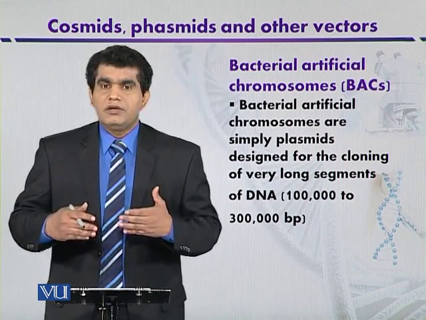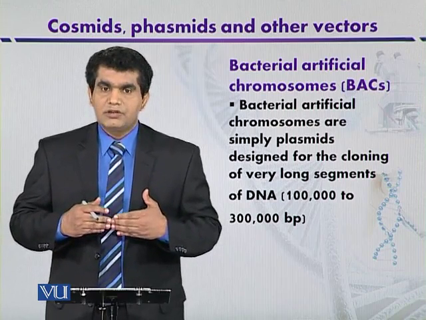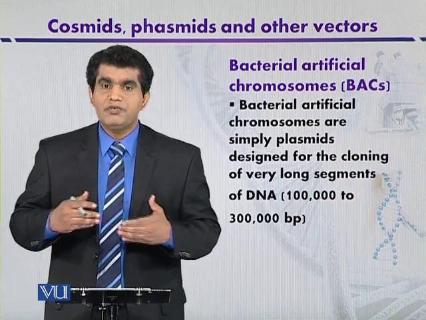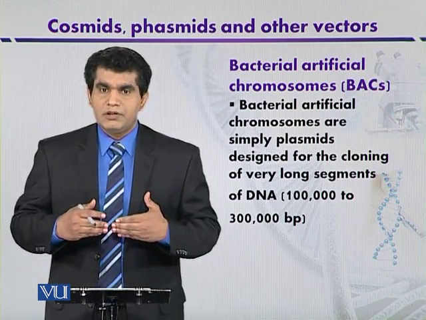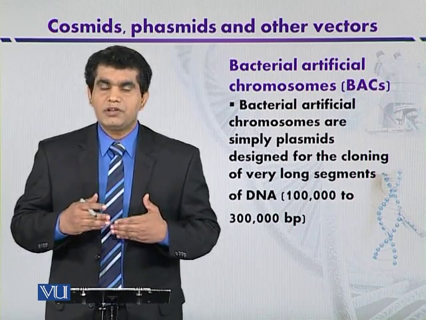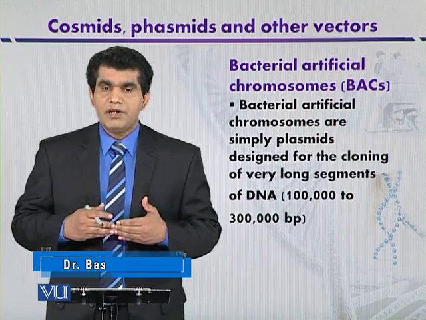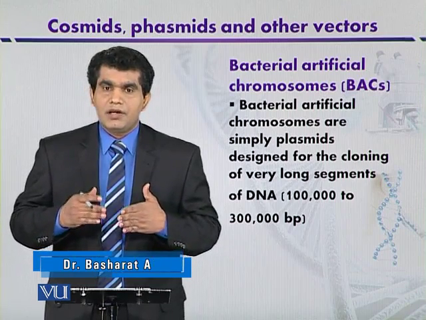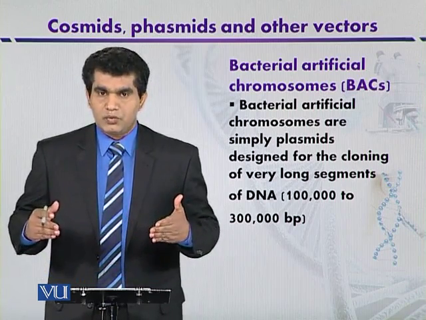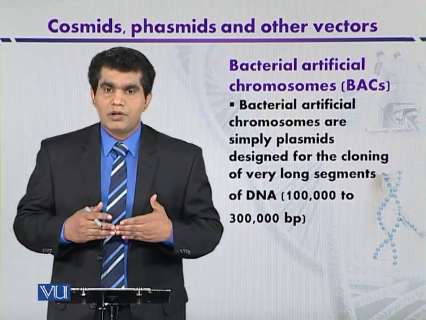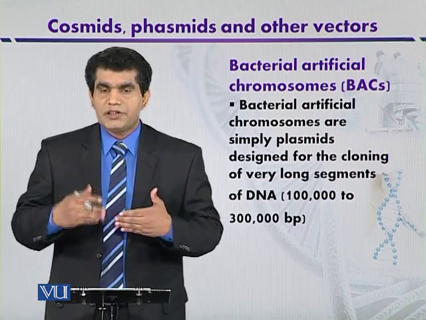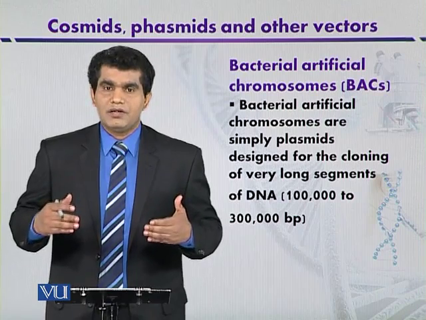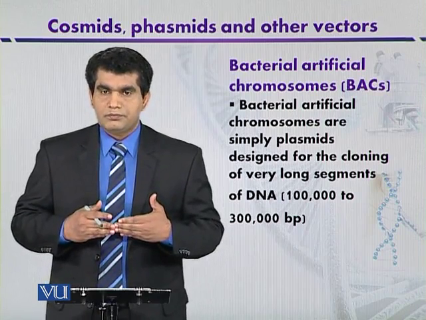And these BACs are bacterial artificial chromosomes. They have been constructed from some natural plasmids. If you remember the F plasmid, that is important during the process of conjugation, and even its derivative, which is called F prime, that can carry a segment of bacterial chromosome. This trait of the F plasmid has been used to construct bacterial artificial chromosomes.